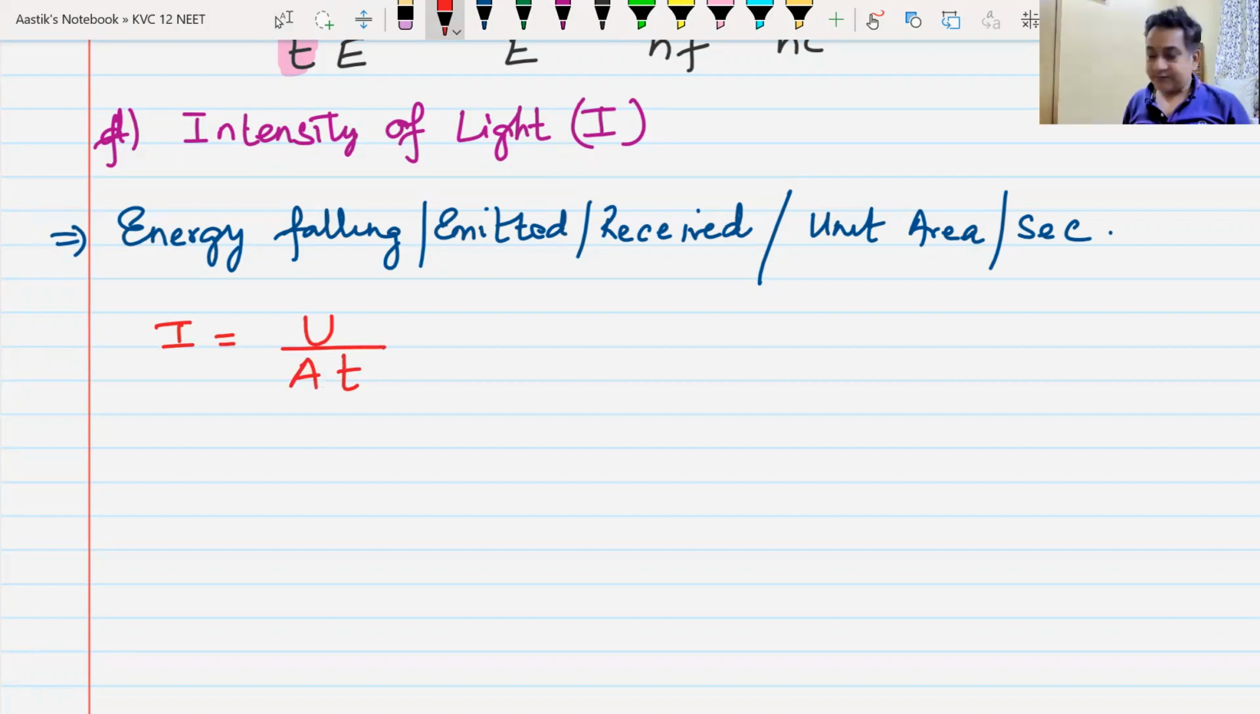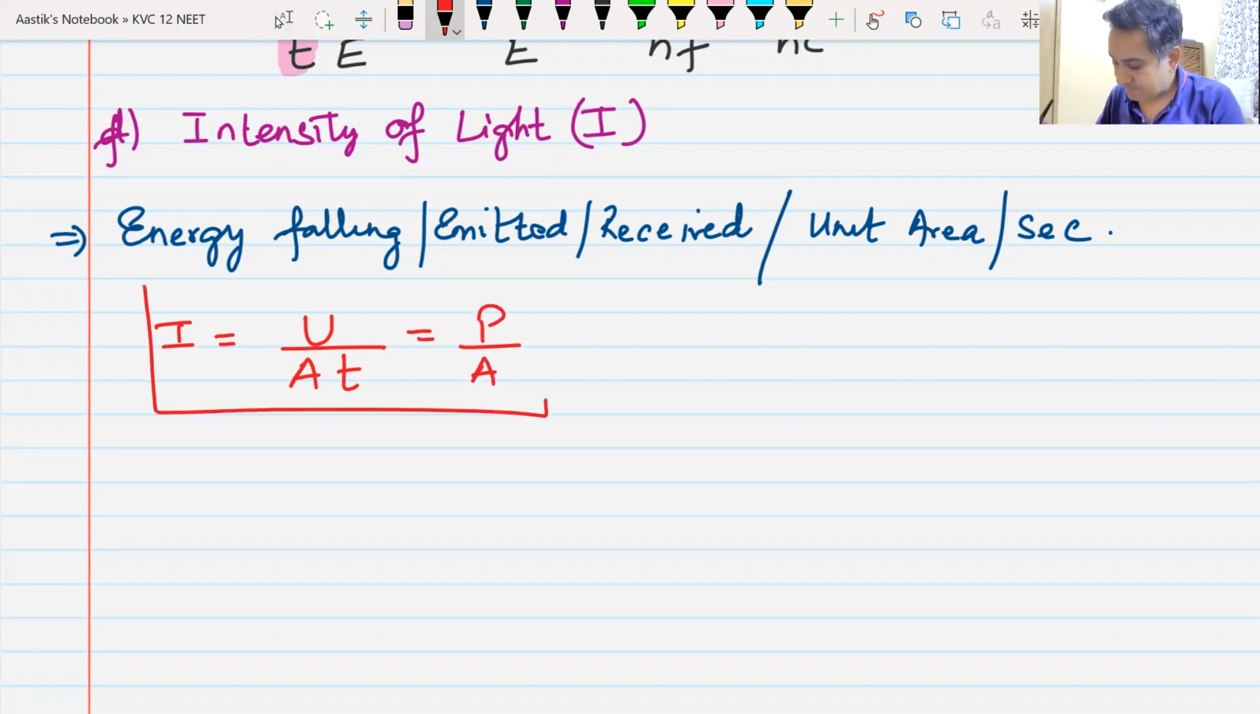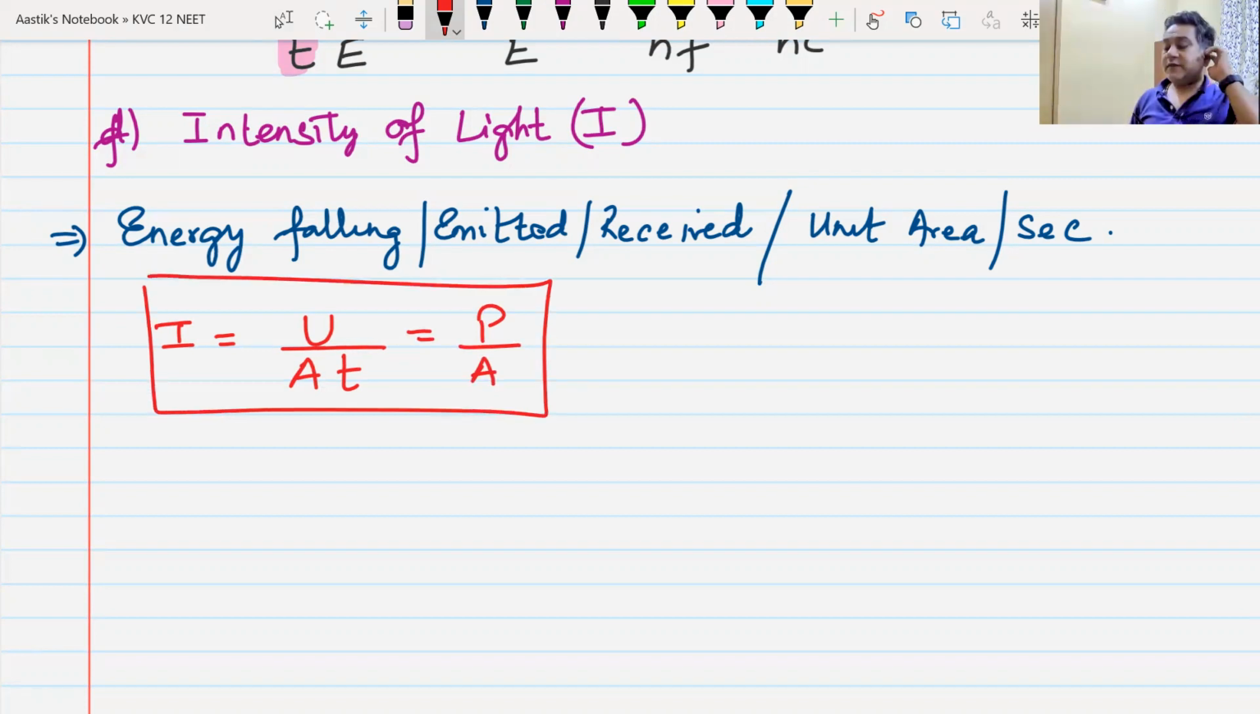Do we understand this? Yes, sir. Now, energy per unit time is power, so I can write this as P by A. Power divided by area is intensity. Do we understand this? Yes, sir. Have you noted it down? I'll give you 2 minutes, note it down.